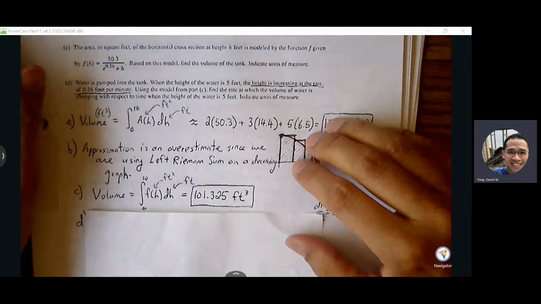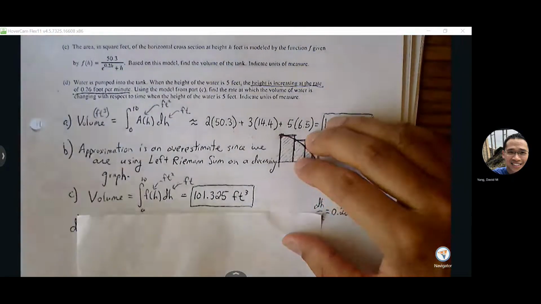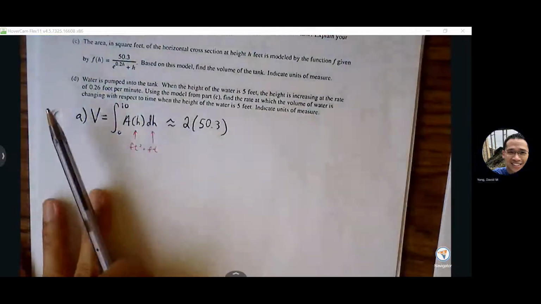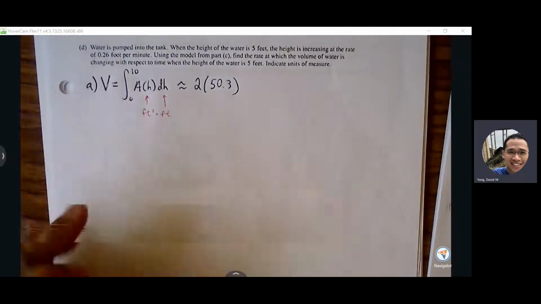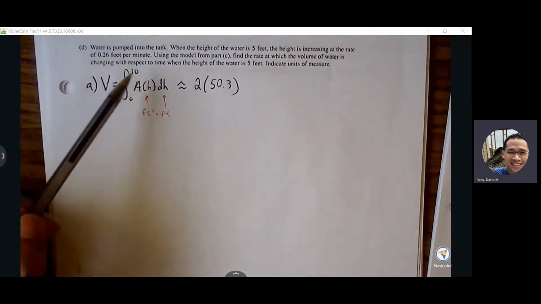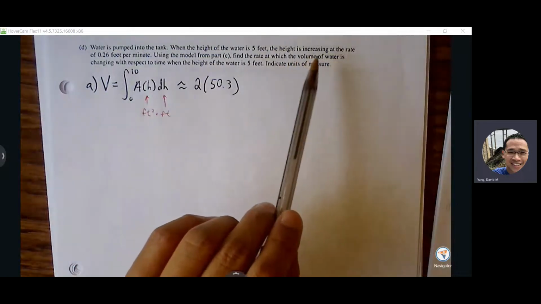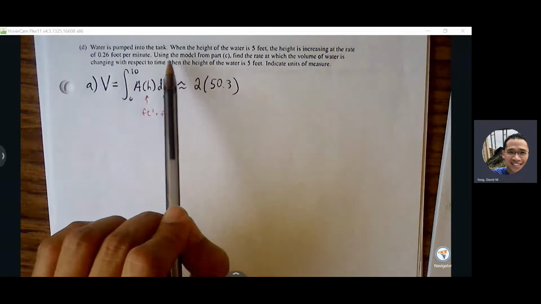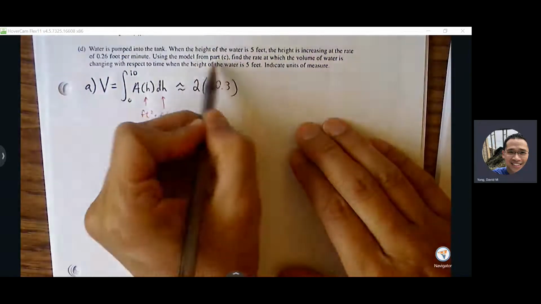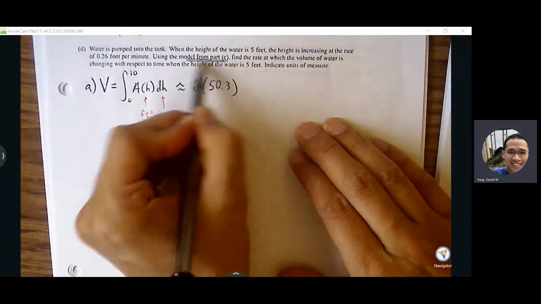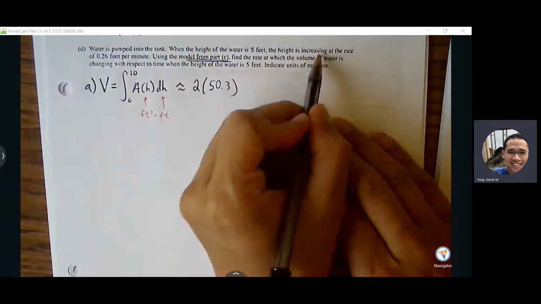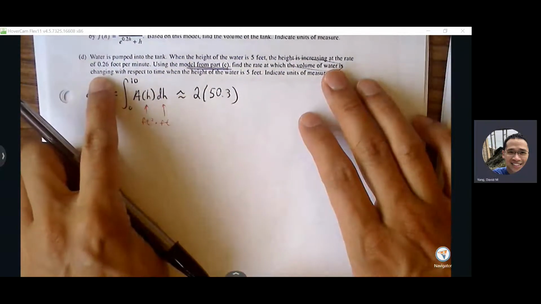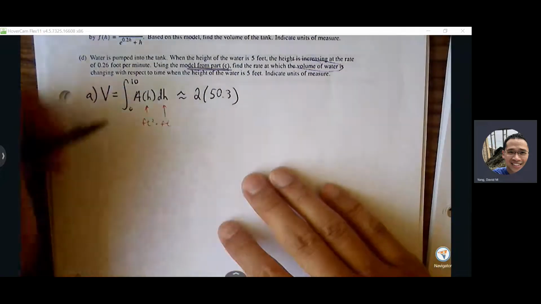Part D. Part D says water is pumped into a tank. When the height of the water is 5 feet, the height is increasing at a rate of 0.26 feet per minute. Using the model from part C, so we have an area model from part C, find the rate at which the volume of water is changing. So we're looking for something that's involving change in volume.